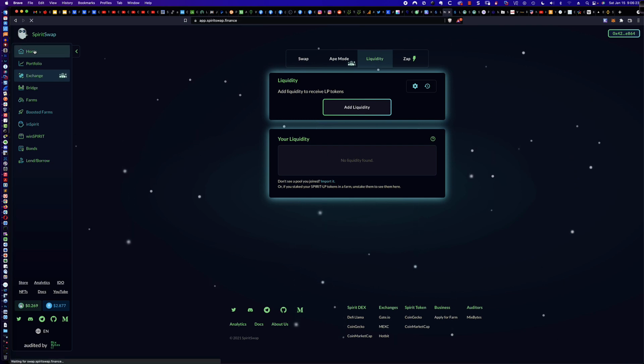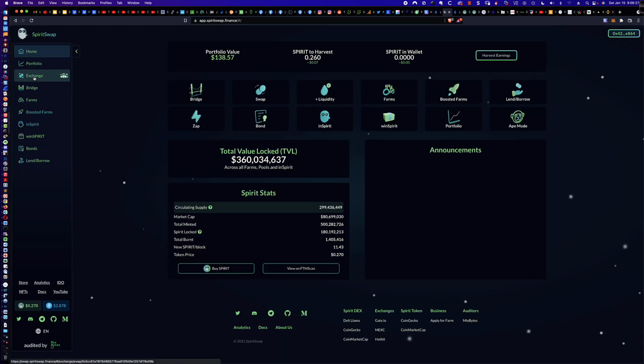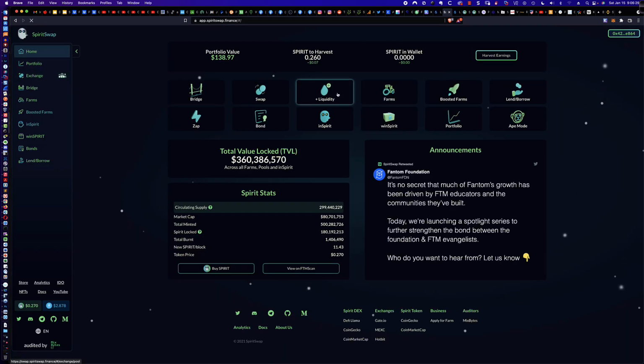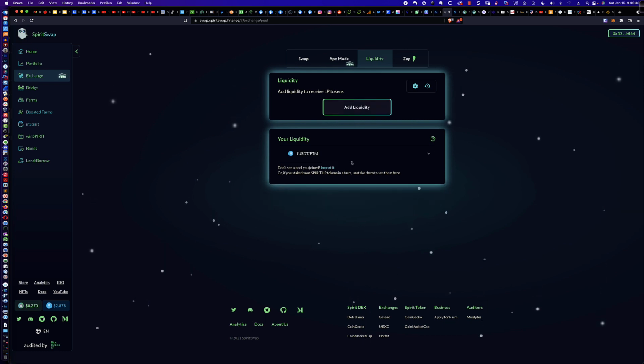Again, if you were on the home page for SpiritSwap, there's 2 ways to get here. You could click on Exchange and then Liquidity, or you could just simply click on the little shortcut here for Liquidity, which takes you to Exchange Liquidity. Now, you can see it says loading. Give it a second or two. There's the liquidity provider pair.